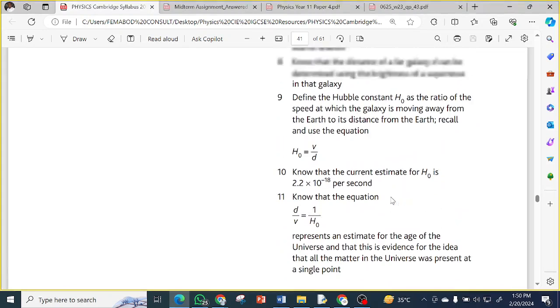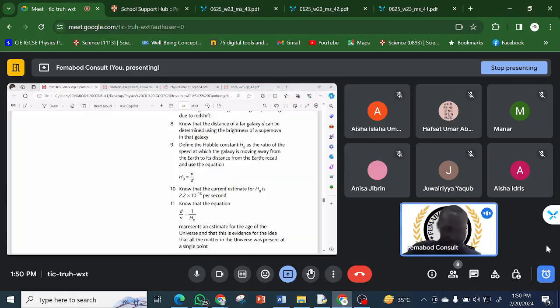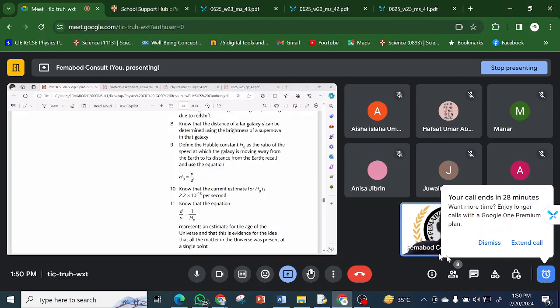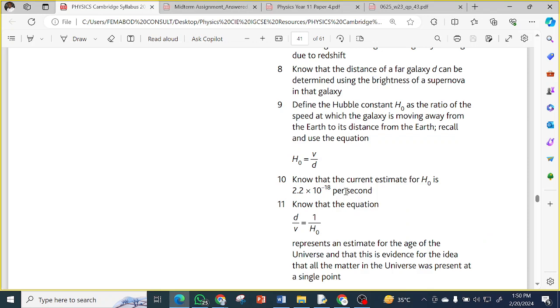And the last point of call which we are going to look at is Hubble's constant. Please write down this equation. All the years I have seen Hubble's constant coming out. So please write down the equation. Hubble's constant is the ratio of the speed at which a galaxy is moving away from the Earth to its distance to the Earth. So H naught, the Hubble constant, equals V over D. So take note of that point.